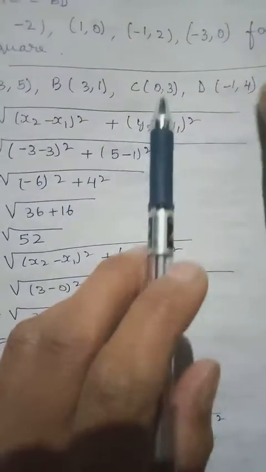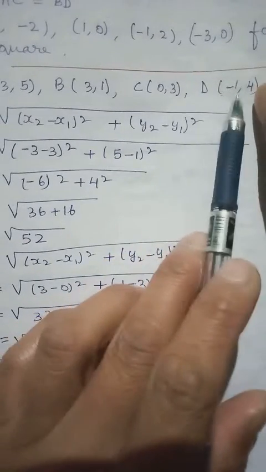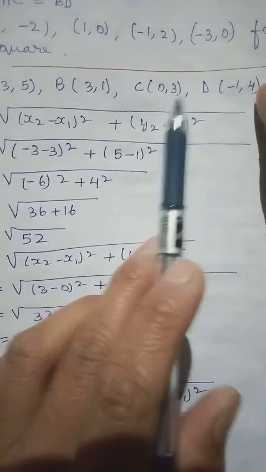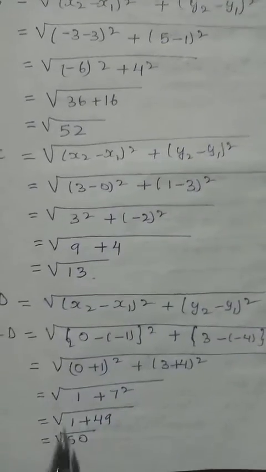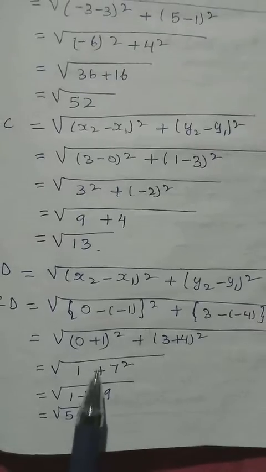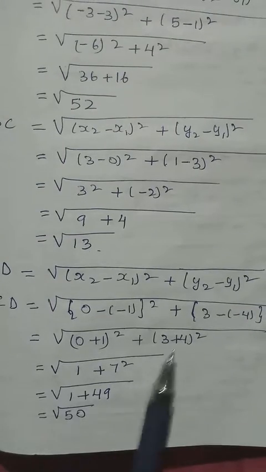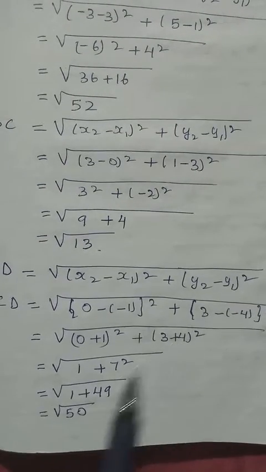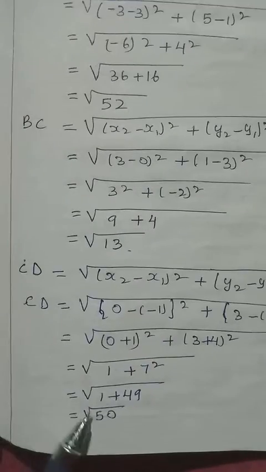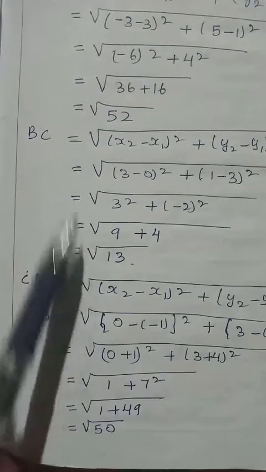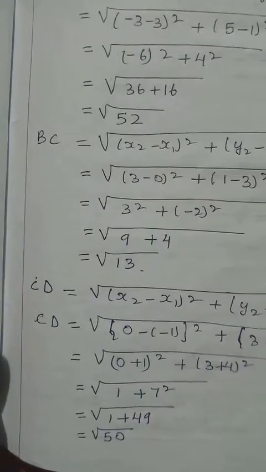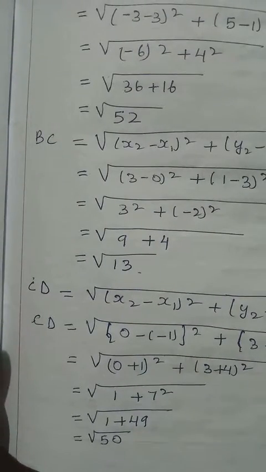Then if you take C and D, 1, 0 minus minus 1, 3 minus 4. So in that way, we get that they are 1 square, 1. Both plus, so 7 square, 49. So here we see the opposite sides also are not equal. Then adjacent sides also are not equal.